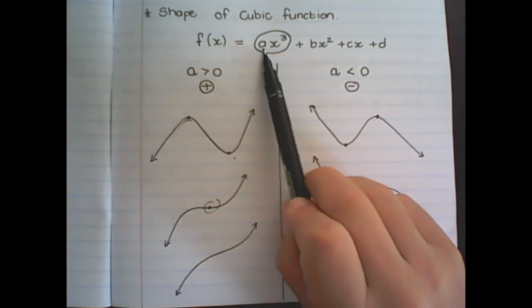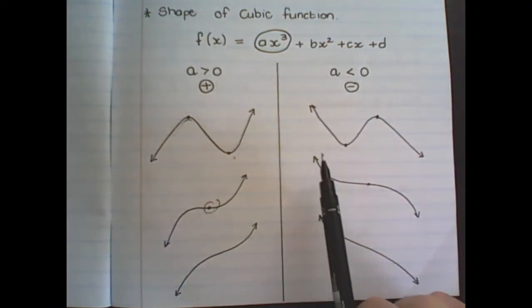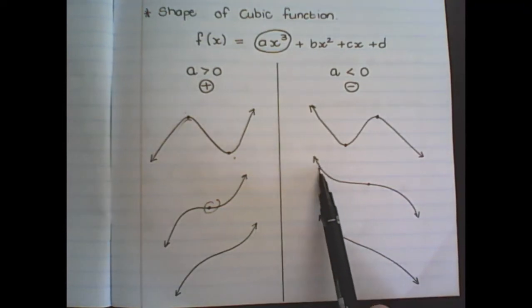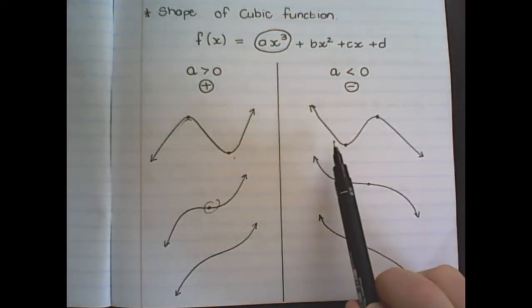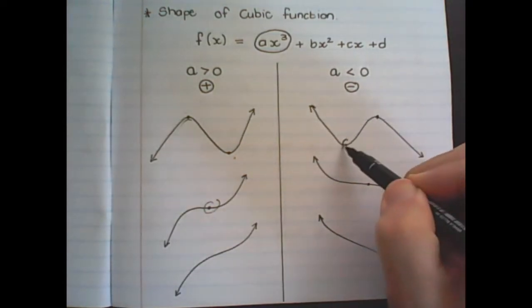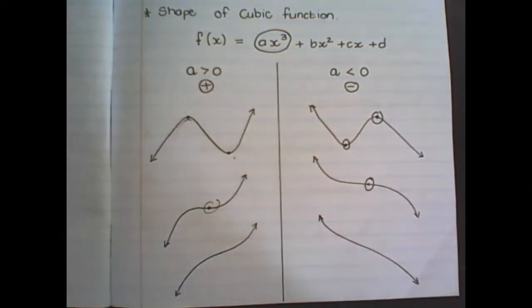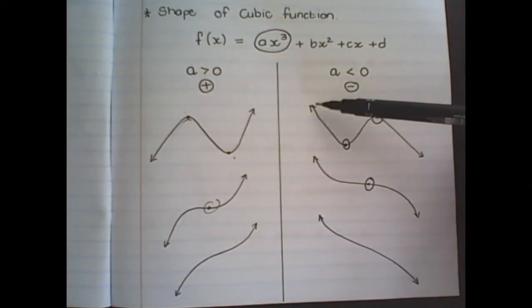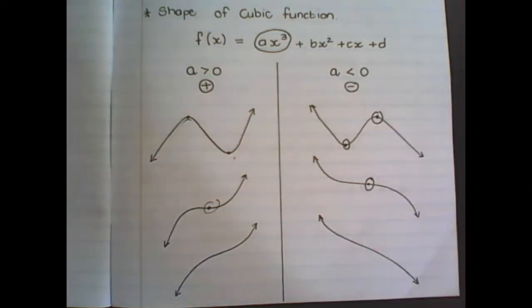So when the a value in front of the x cubed is negative, or smaller than 0, then it's the opposite. The graph starts from the left, it goes down first. So for all three variations, it will go down first. The first type of graph will have two stationary points. The second one only has one stationary point. And the last variation has no stationary points. But it's important, when a is negative, the graph from the left goes down first for all three variations.